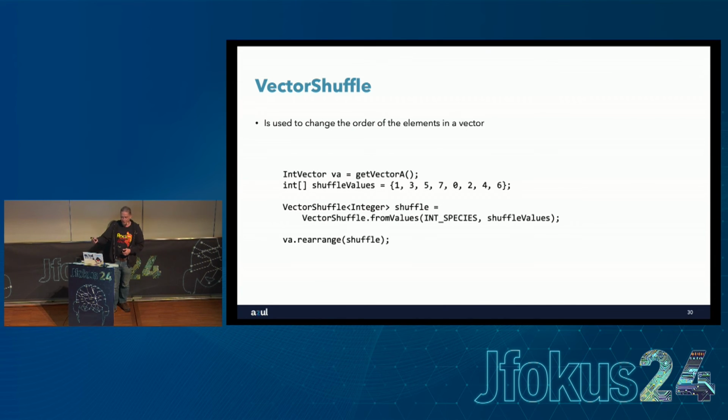So we pass that into the vector shuffle, create it for an int species, and then we just call the rearrange method with that shuffle, and it will do it for us.